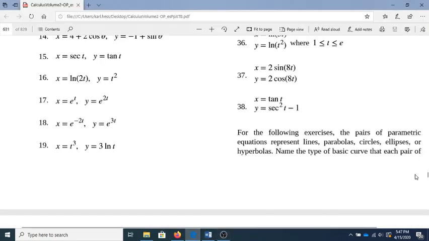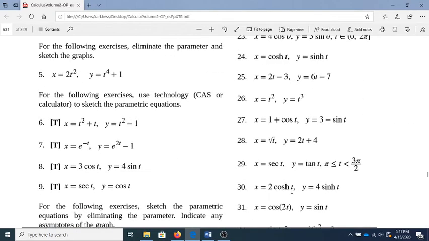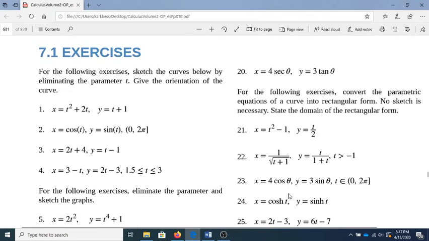All right, we want to do problem 30 from the book. In problem 30, we're given a set of parametric equations that use hyperbolic cosine and hyperbolic sine. So apparently this is a parameterization of a hyperbola. And what are we to do? We're to convert the parametric equations of a curve into a rectangular form. No sketch is necessary. State the domain of the rectangular form.